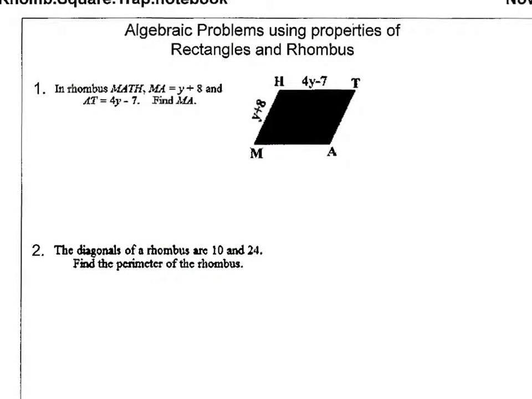Alright, in this first problem we have a rhombus, and we're given an expression for MH and HT. We are asked to find MA. Okay, the first thing we need to do is get a relationship between the sides. We just talked about a rhombus. We talked about all sides being equal. So it's as simple as saying y plus 8 is equal to 4y minus 7. If we do a little math, we would get y equal to 5.